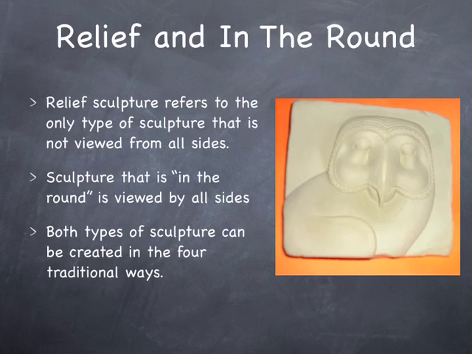Relief sculpture versus sculpture in the round. What you see here is an example of relief sculpture. Relief sculpture refers to sculpture that is only viewed from usually one side, usually from the front, versus a sculpture in the round that should be seen from all sides. Both of these types of sculpture are traditional. They can be done either way. But usually a relief sculpture has a backing, some type of surface that it projects from.